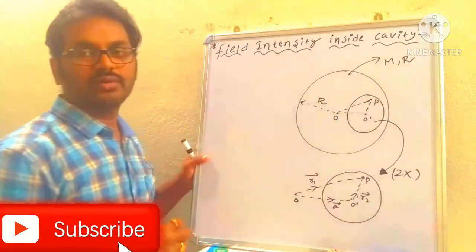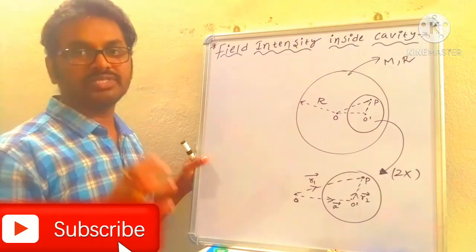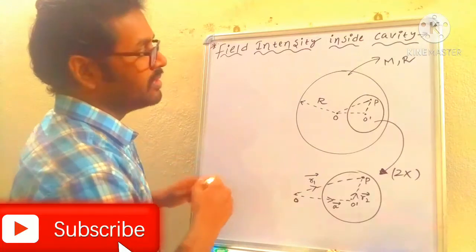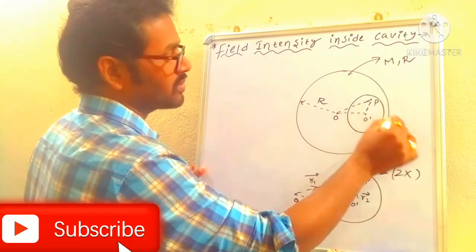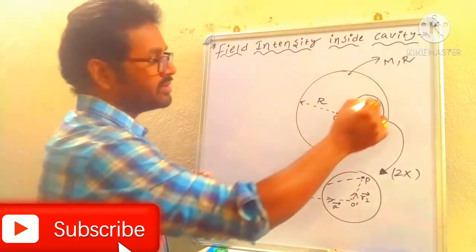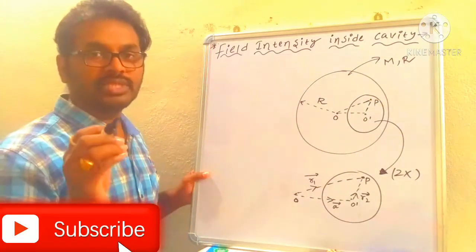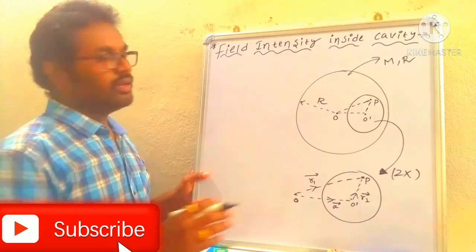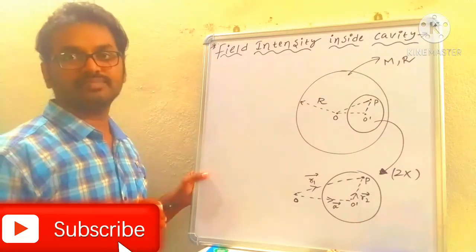From this solid sphere, we are removing a smaller mass, which is also spherical in shape. You can see this part of mass is removed from here to the outside, and at this place you will get an empty region. That portion is called the cavity. Now this sphere has a cavity inside it.